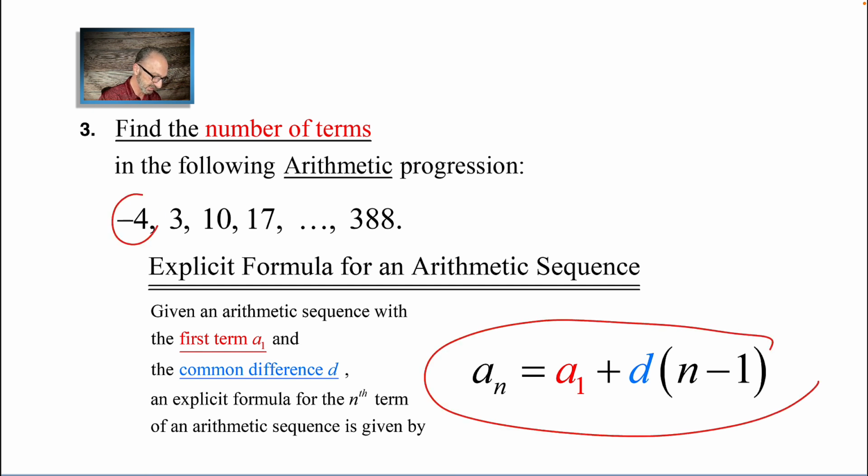So the first term is A1 and the common difference is called D. D is the common difference. Notice from -4 to 3, we're adding 7. From 3 to 10, we're adding 7. From 10 to 17, we're adding 7. So that's a fixed difference, and we call it common difference. That's a plus 7. So that is the concept that we have here.